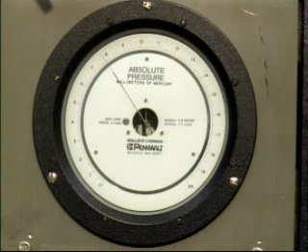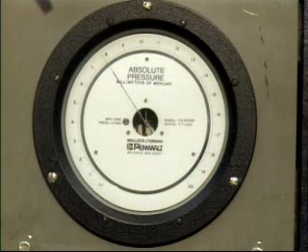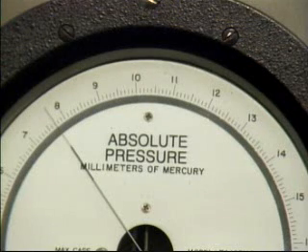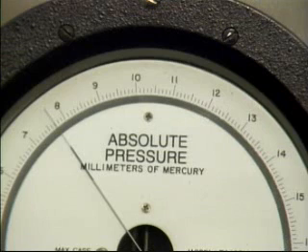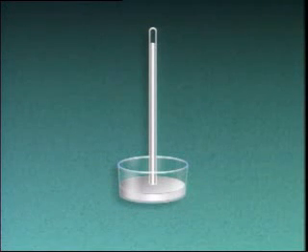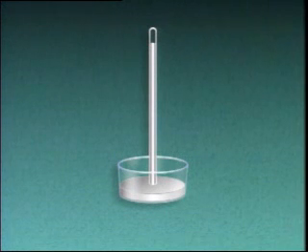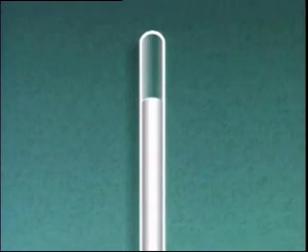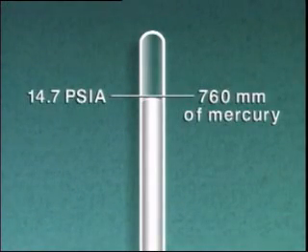But absolute pressure isn't always expressed in psia. For example, this instrument indicates absolute pressure in millimeters of mercury. Millimeters of mercury refers to the height of a vertical column of mercury that a given pressure will support. For instance, atmospheric pressure of 14.7 psia will support a vertical column of mercury that's about 760 millimeters in height.